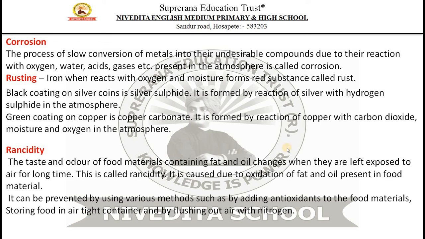So as you can see there, rancidity can be prevented by various methods, such as adding antioxidants to the food material, storing food in an airtight container, and flushing out air with nitrogen. Any air present will be taken out and nitrogen gas can be put into it. So these are some of the methods by which rancidity can be prevented. Very important: how can we prevent rancidity, or how can we prevent corrosion or rusting, from the exam point of view.